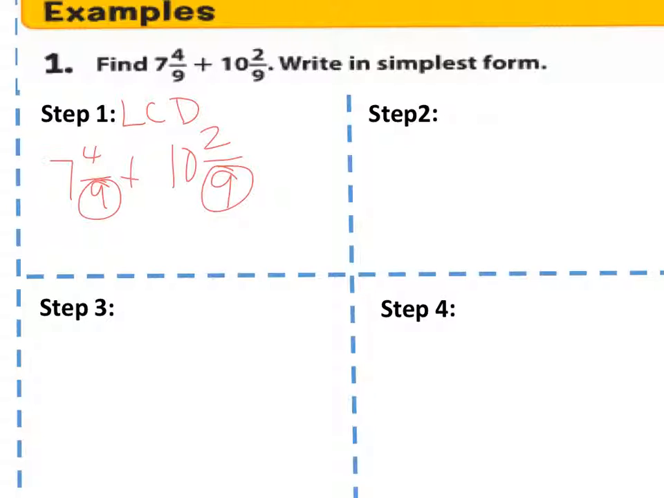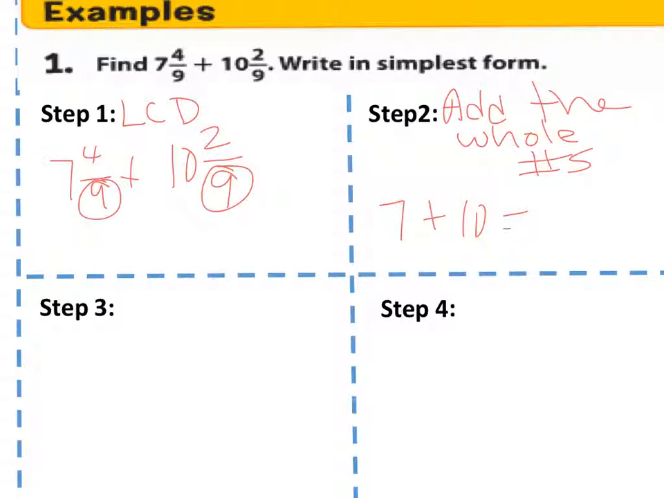In step 2, we are going to add the whole numbers. The reason why we can add the whole numbers is because they already have a common denominator with the fraction. So we're just going to add 7 plus 10, and my whole numbers together are 17. Then in step 3, you are going to add the fractions. Again, we can add them because we have a common denominator.